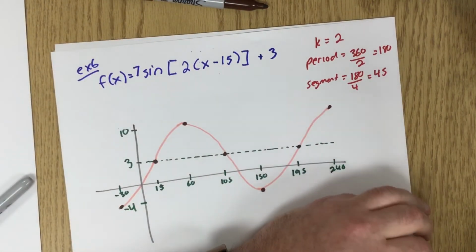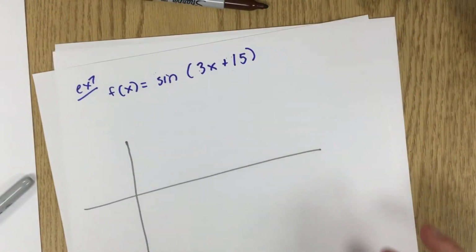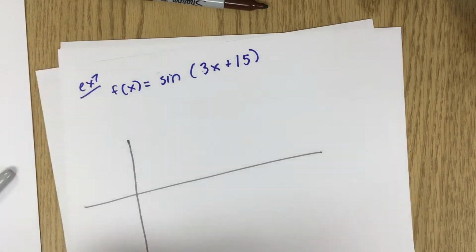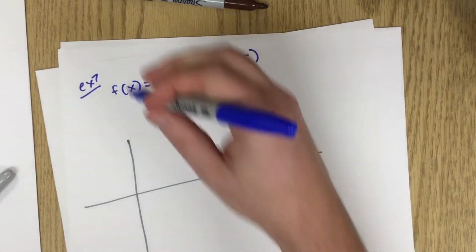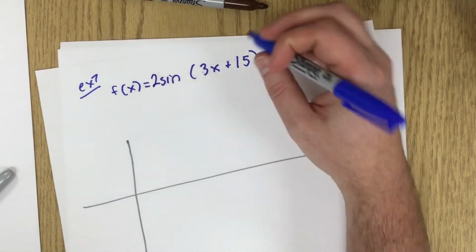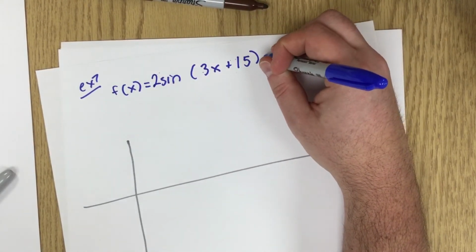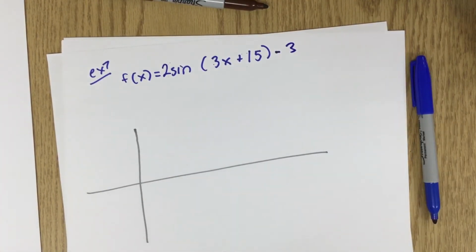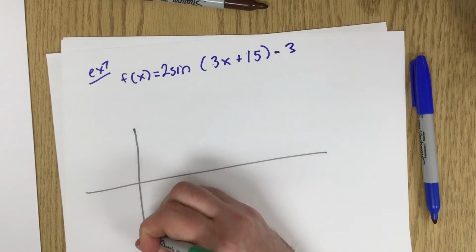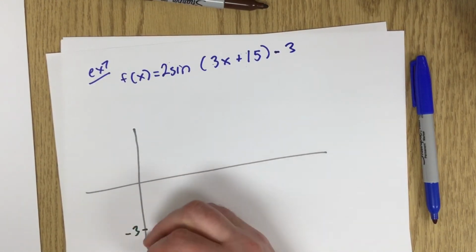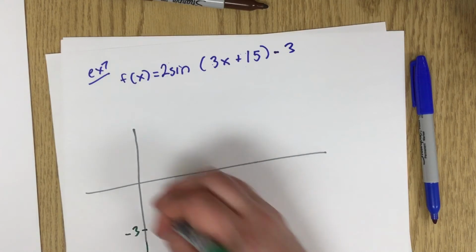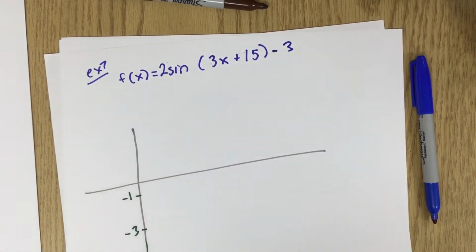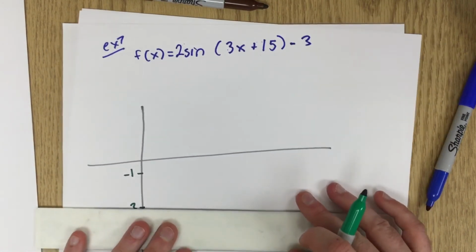Okay, let's do one last graphing example. f of x equals sine, once again, there's some boring examples. We'll say 2 sine of 3x minus 3. Oh, I should have done 3. But it is done. So our middle line is at minus 3. We go up 2 to minus 1, down 2 to minus 5. This is our middle line over here.